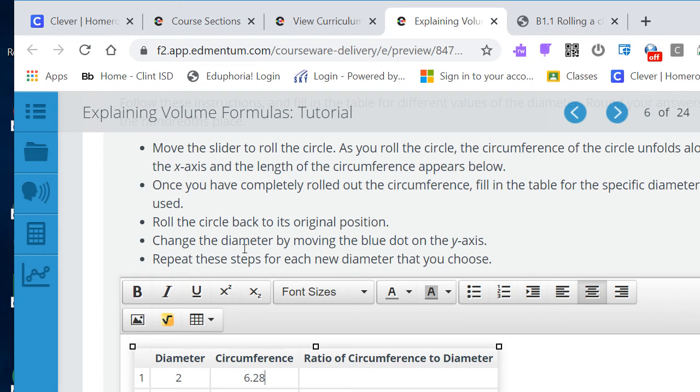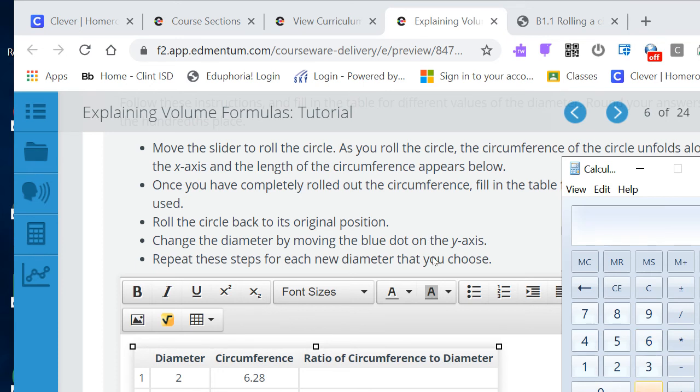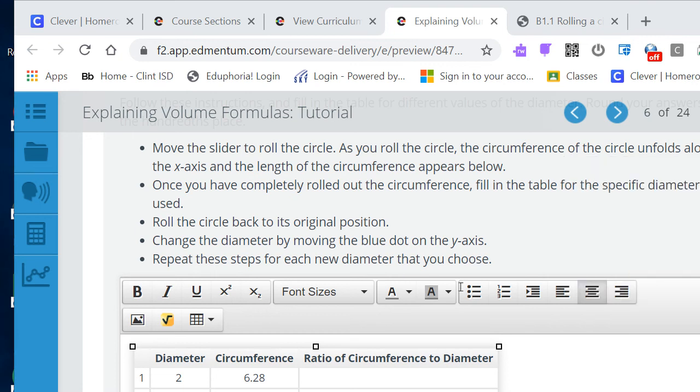Then it's asking me for the ratio of circumference to diameter. So what I'm going to do is divide, the circumference comes first, so I'm going to divide the circumference by the diameter. I have my calculator and we divide the circumference 6.28 by the diameter, which is 2. So the ratio is 3.14. I'm going to do that 5 times. Now I'm going to go back again.